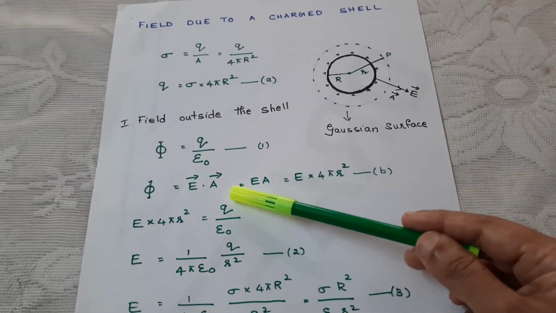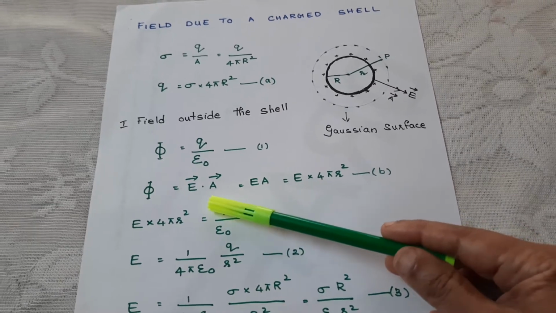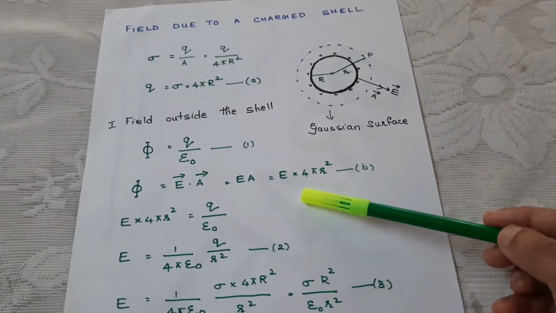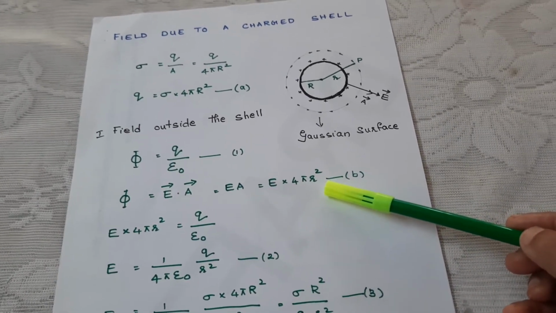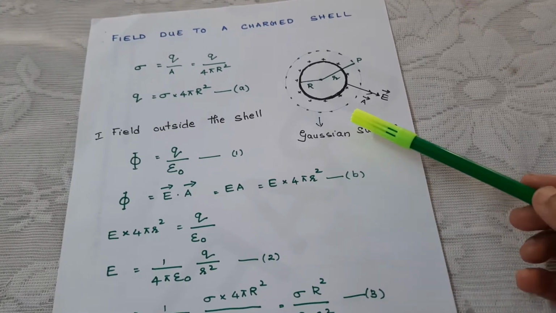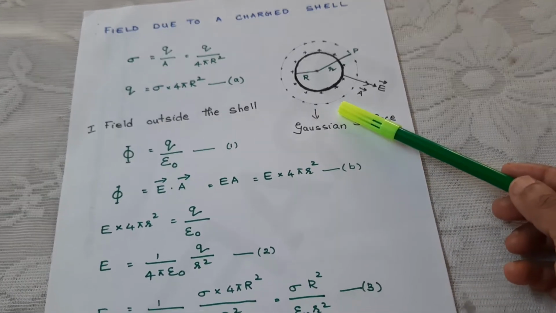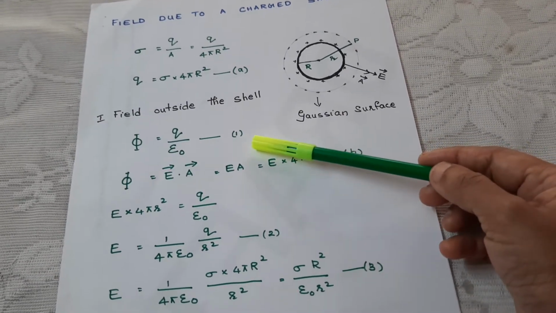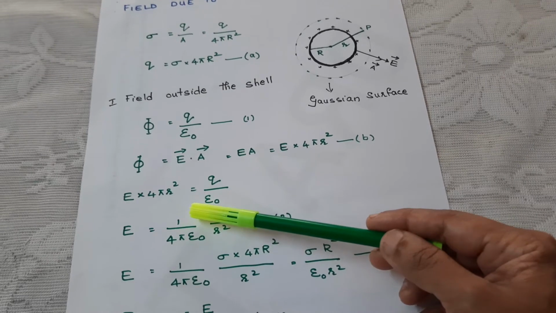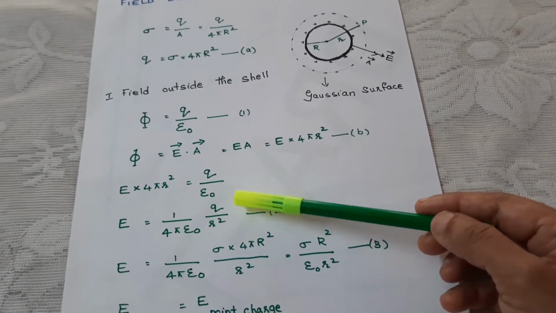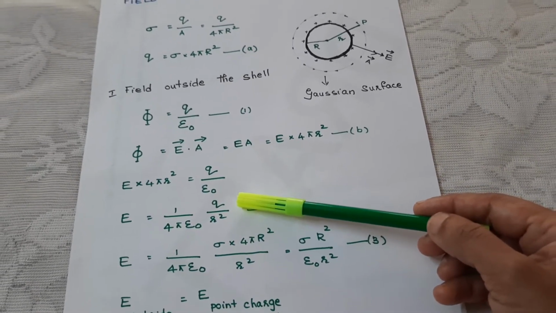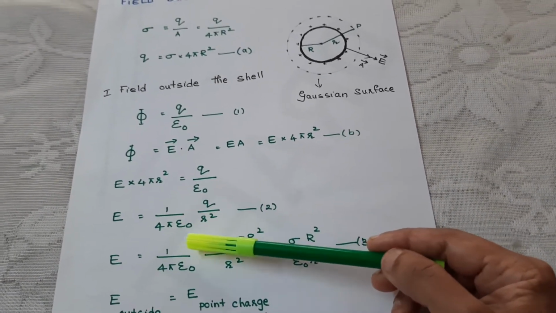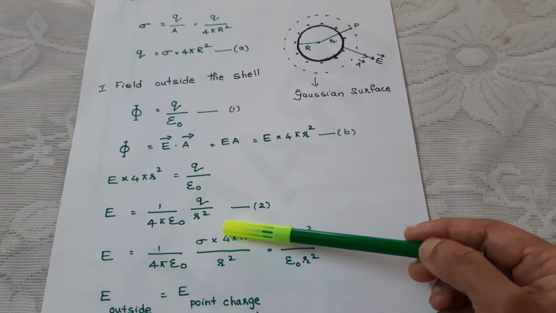So the total flux through the Gaussian surface, phi, is equal to E dot A, which is EA, which is equal to E into 4 pi r square, where 4 pi r square is the surface area of the Gaussian surface. So let us substitute the value of phi in equation 1. E into 4 pi r square is equal to Q by epsilon 0. So the electric field at P, E, is equal to 1 by 4 pi epsilon 0 into Q by r square.